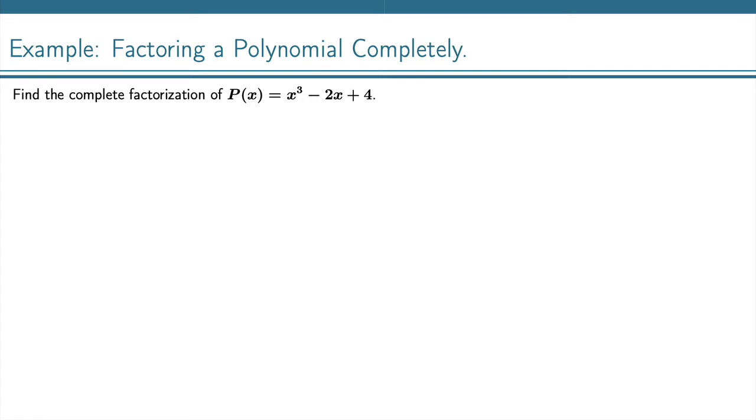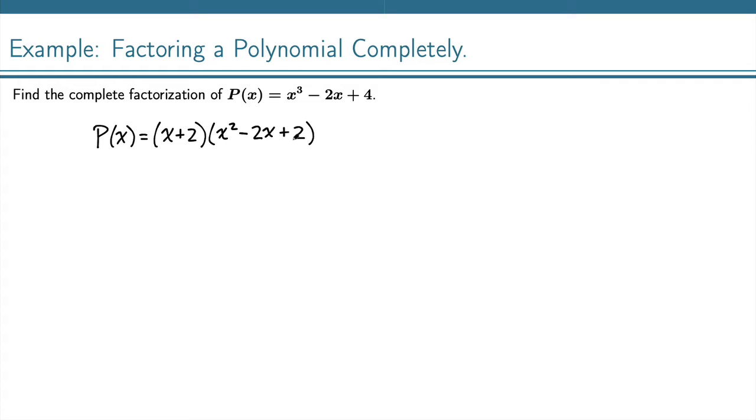Find the complete factorization of p of x equals x cubed minus 2x plus 4. We have previously factored this into linear and irreducible quadratics. We had p of x equals x plus 2 and x squared minus 2x plus 2. And this quadratic here was irreducible in the real numbers.